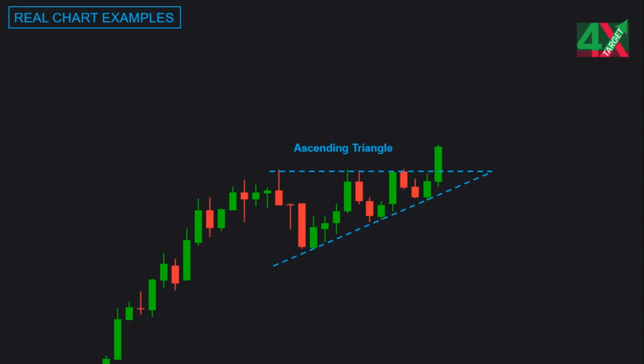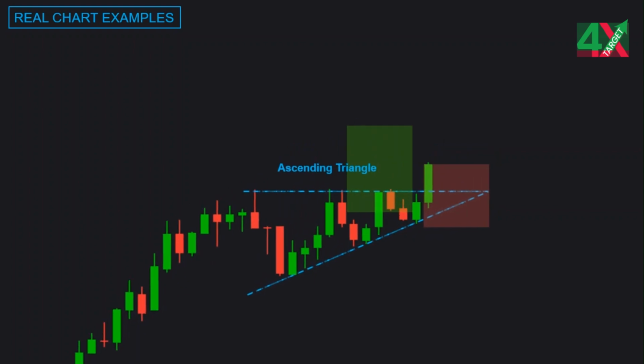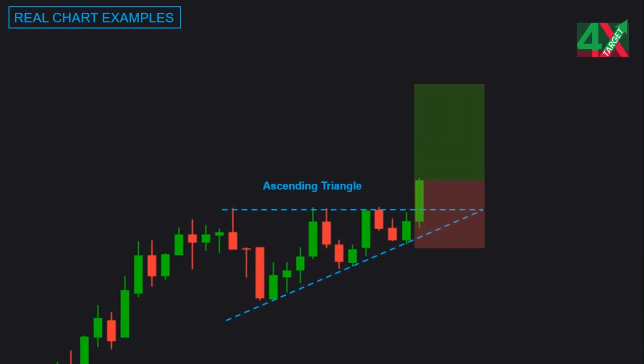This breakout presents a potential entry point for a buy position, as there is a high probability that the uptrend will continue. Place your stop loss just below the most recent swing low inside the triangle pattern, and use a measured move approach by projecting the height of the triangle upward from the breakout point.